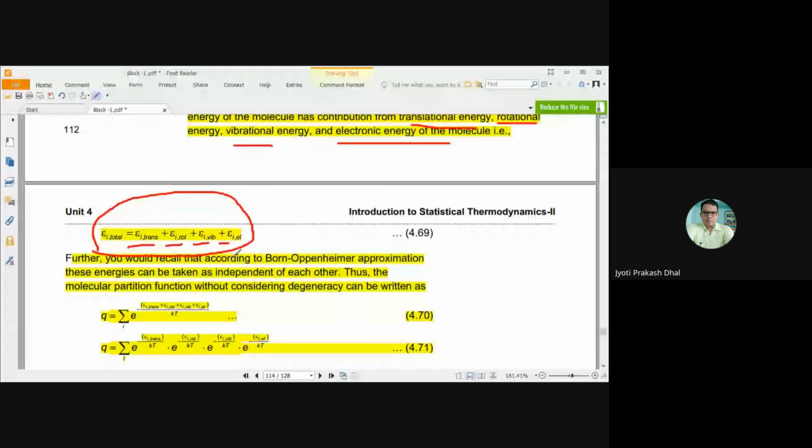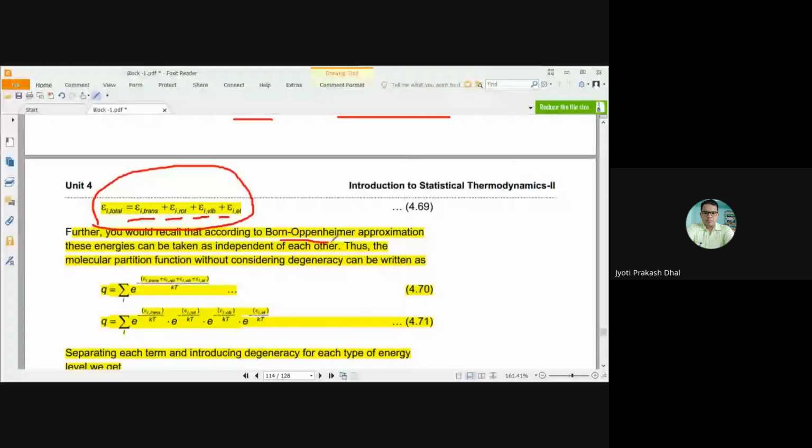According to the Born-Oppenheimer approximation, these energies can be taken as independent of each other. That means the translational, rotational, vibrational and electronic contributions are independent of each other. Thus, the molecular partition function without considering the degeneracy can be written like this. In place of the total energy, we are writing this one.